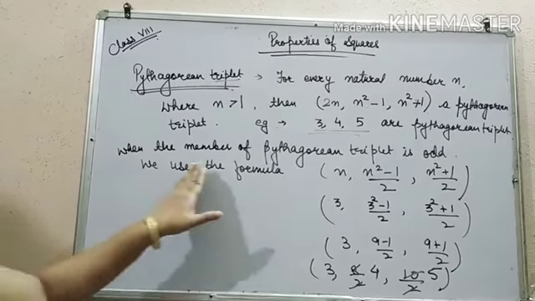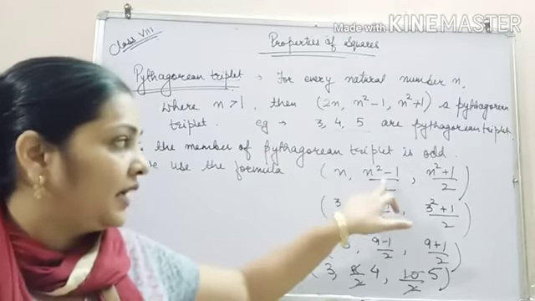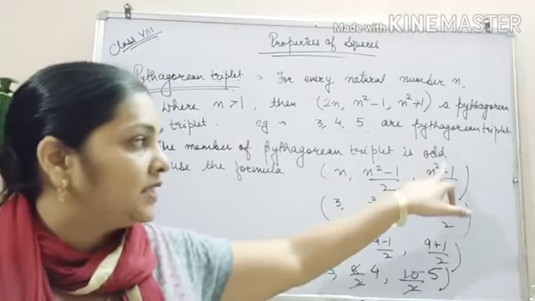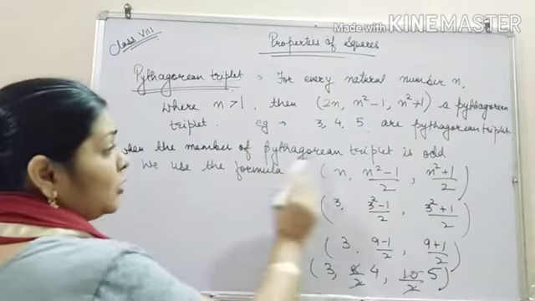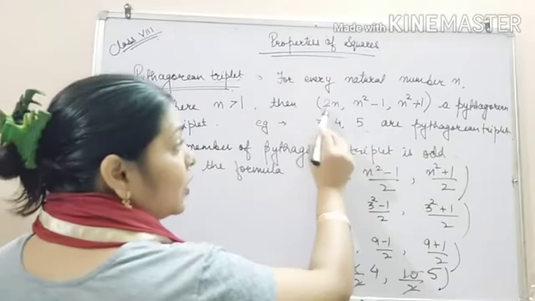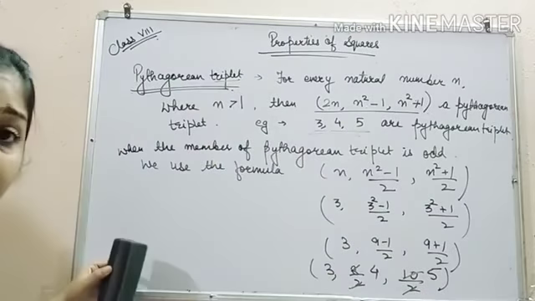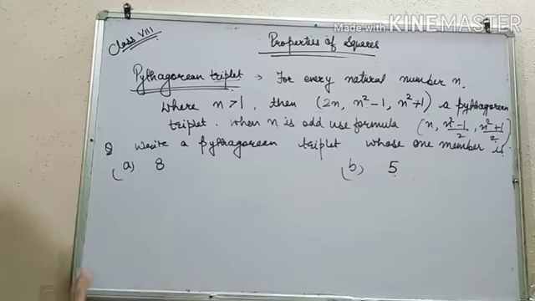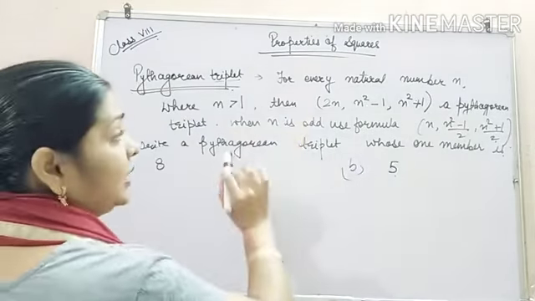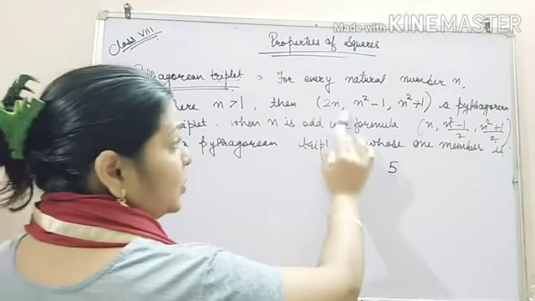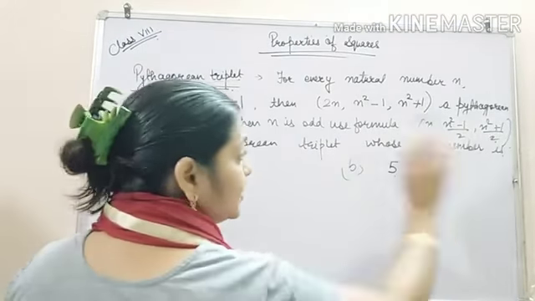So when the member of Pythagorean triplet is odd, we use the formula n square minus 1 by 2, n square plus 1 by 2. But if the member of Pythagorean triplet is even, we always use the formula 2n, n square minus 1, n square plus 1. So now the concept of Pythagorean triplet is clear to you. And it is very clear that when n is even, you have to use this formula. And when n is odd, you can use this formula.